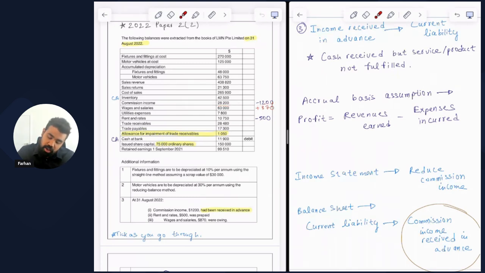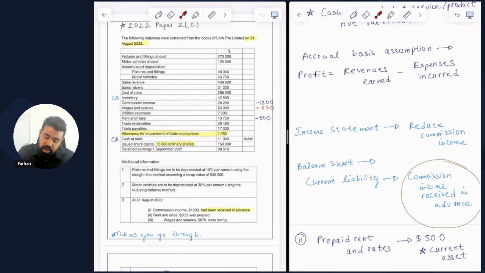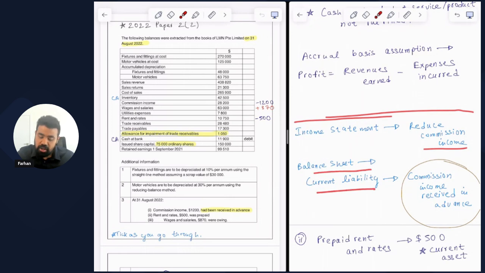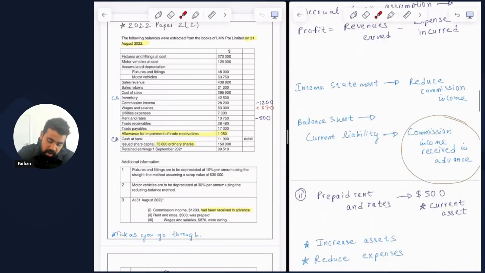Okay? So as you can see here, in summary, in the income statement or the statement of financial performance, reduce the commission income by $1,200. And then in the statement of financial position or the balance sheet, within the current liabilities section, you need to show commission income received in advance of $1,200. Okay, so let's move on to the next one.